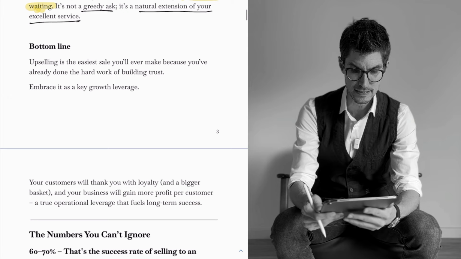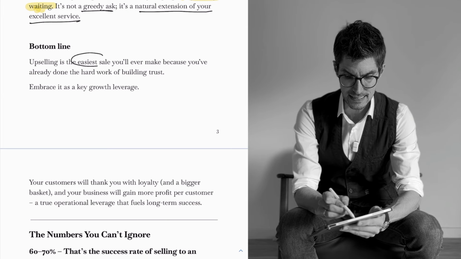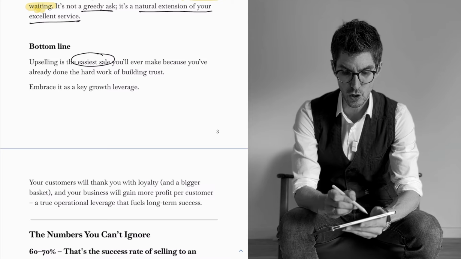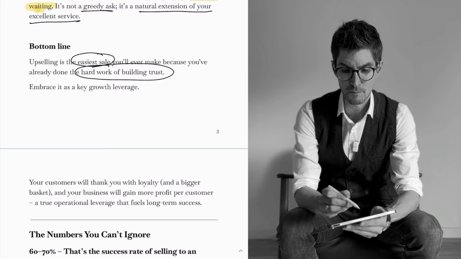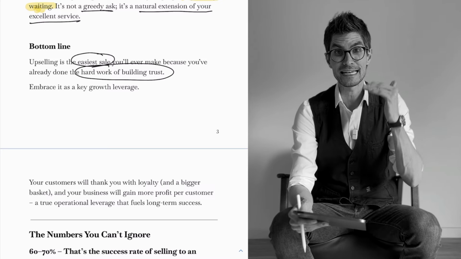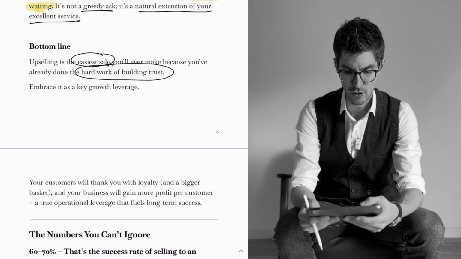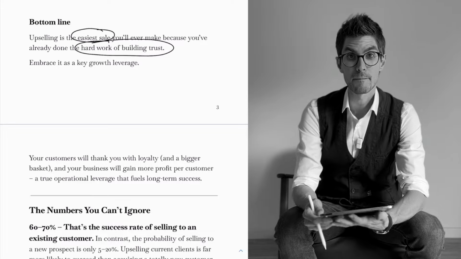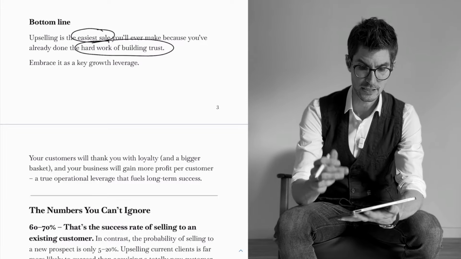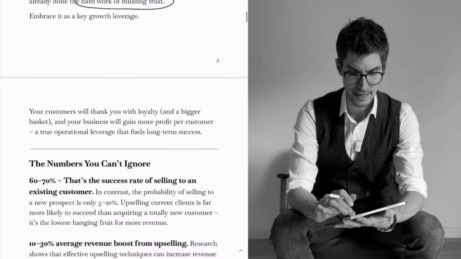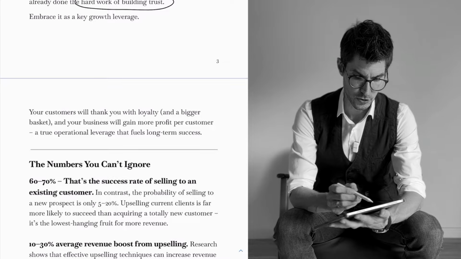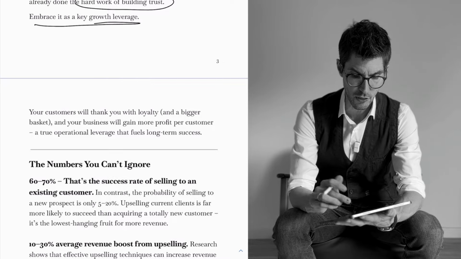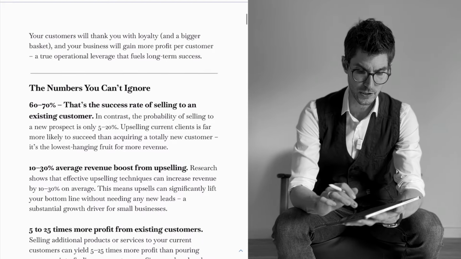So the bottom line is, upselling is the easiest sale you'll ever make because you've already done the hard work of building the trust. They already said yes to you, and now it's just a matter of saying, okay, you chose this, there's maybe something better, or something in addition, or something that will complement what you're buying. So embrace this as a key growth leverage. Your customers will thank you later.